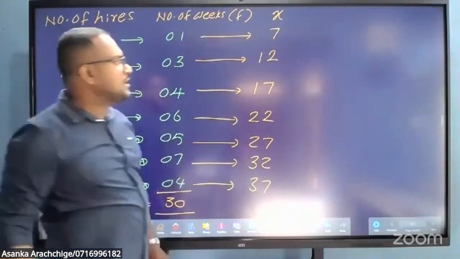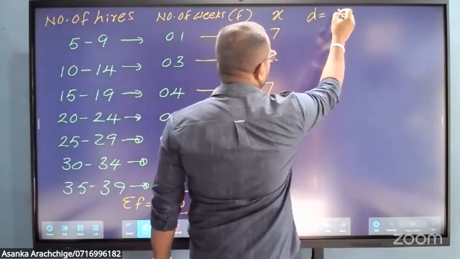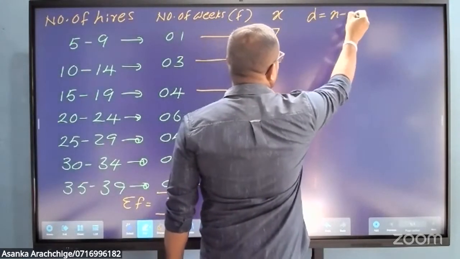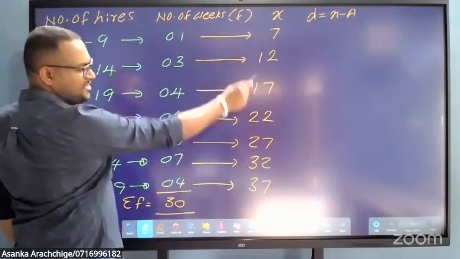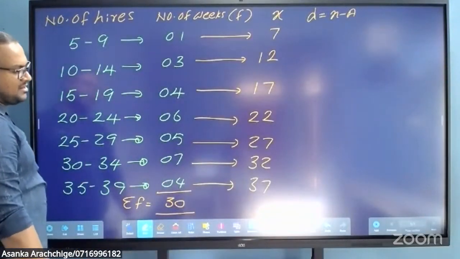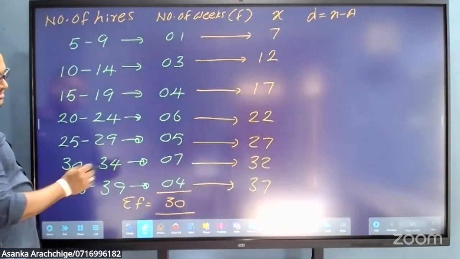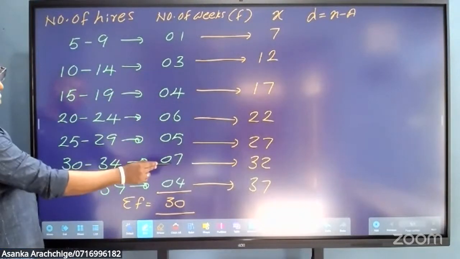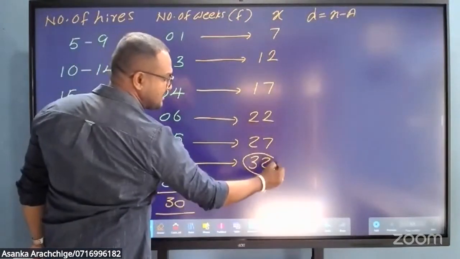Then deviation. D is equal to x minus a. Now you have to decide one of these mid values as your assumed mean. The most suitable one is the mid value of the model class. The highest frequency is 7. Therefore, I take this one as assumed mean.